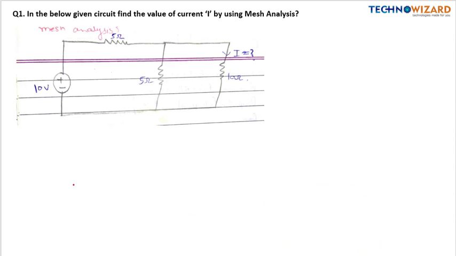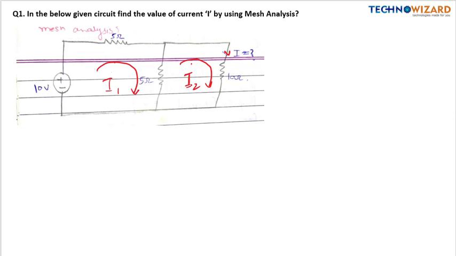Now let's take the first question based upon mesh analysis. You have to find this current I. This is the 5 ohm resistance, and this is 10 ohm. First of all, I see that there are two loops, first this loop and second this one. So I am assigning mesh currents: this is I1 and this is I2. Remember, the currents that you assign should both be clockwise or both anti-clockwise.